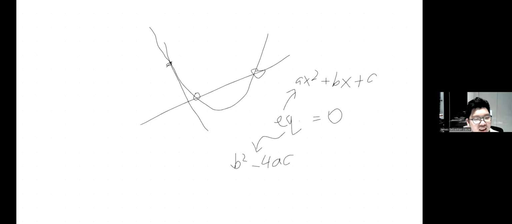And then of course there's the case that b squared minus 4ac is less than 0. Well, let me just show you using a little drawing how that looks. As you can see, the curves will never meet, no matter what. And this is your third condition.